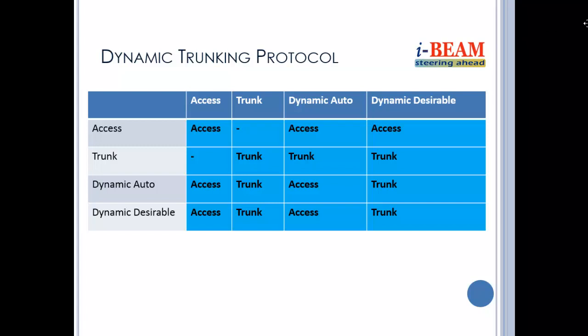Dynamic desirable is actively asking to be a trunk, so if combined with desirable, it is more likely to be a trunk. If one end is dynamic desirable and the other end is trunk, it will be a trunk. If one end is dynamic desirable and the other is dynamic auto, it will be a trunk. Desirable with desirable is also a trunk.